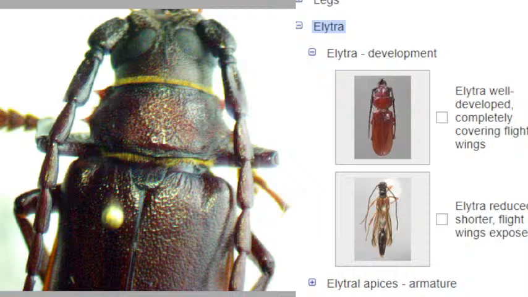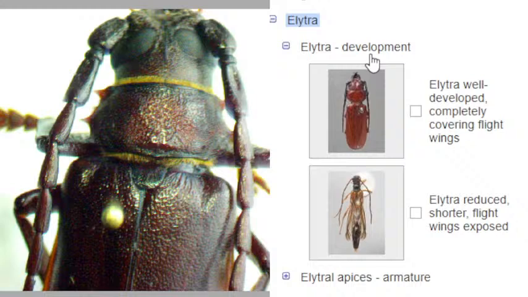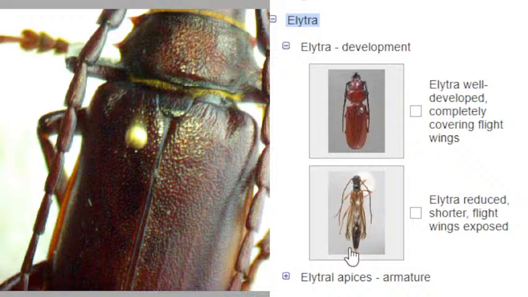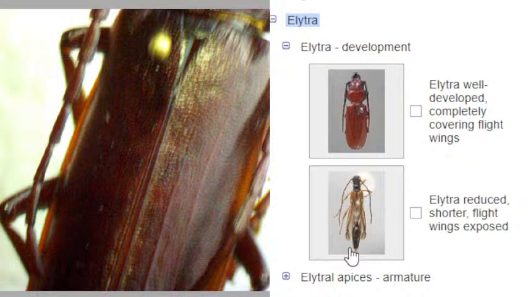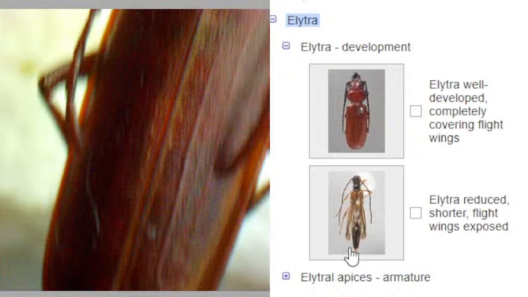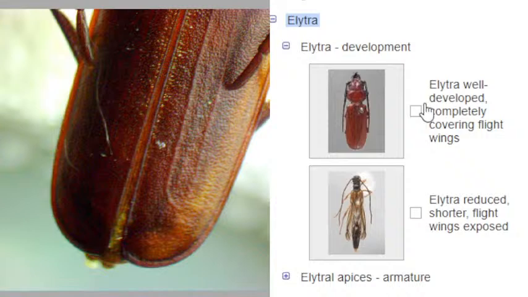Under elytra, we have the development, whether they're completely developed or whether they're kind of short for flight. If we check out our specimen, the elytra are the first pair of wings, essentially the shell on the top of its body. It's got one elytron, or two elytra in the plural. If we scroll all the way down to the end of the abdomen, you can see that they are completely covering. So we can check that off.